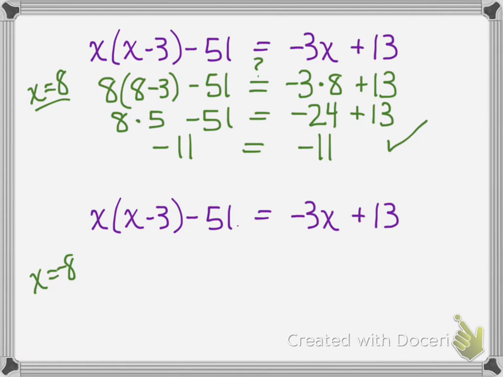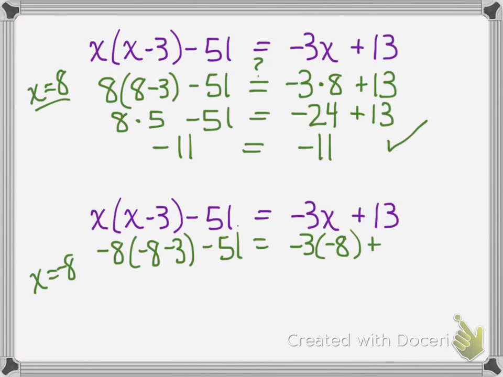So now we're going to check x equals negative 8. So now we've got negative 8 times negative 8 minus 3 minus 51. This is way harder than solving the equation in the first place, isn't it? And then over here, well, we know this is negative 3 times negative 8 plus 13. So we want to know, are these two things equal? So that's a question, right? So now we've got negative 8. Now what's in the parentheses here? Negative 8 minus 3.